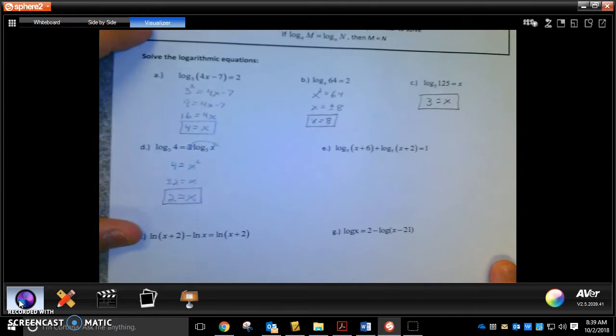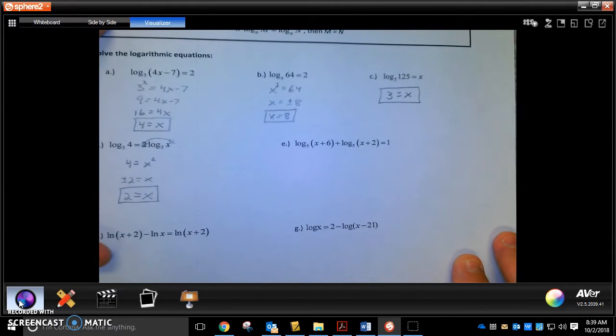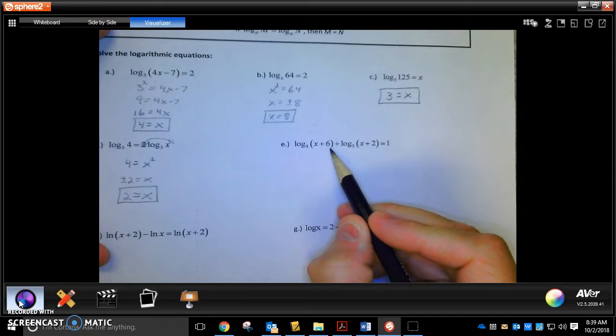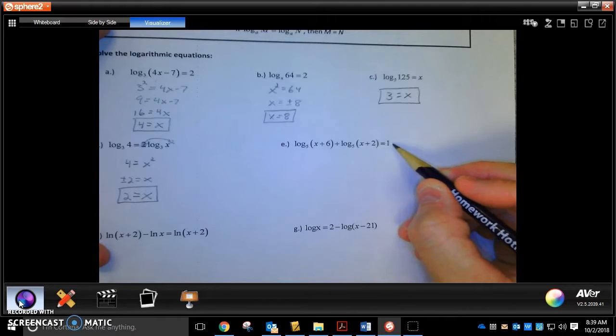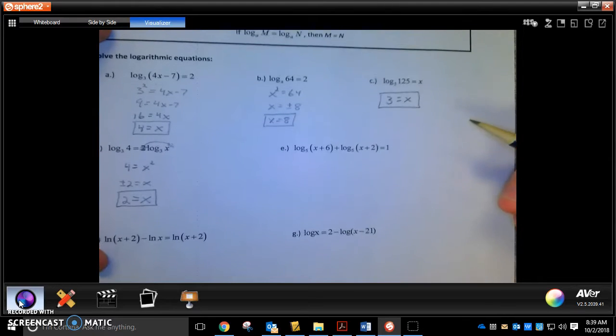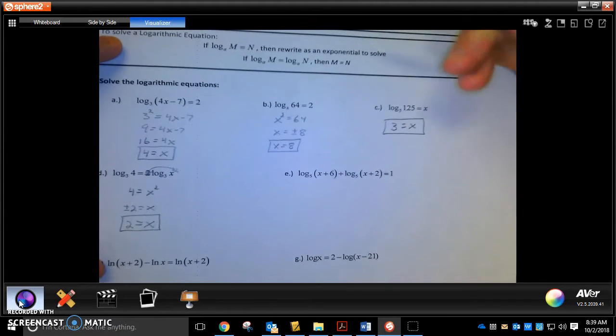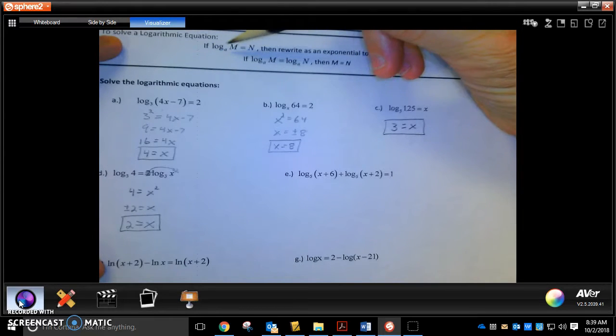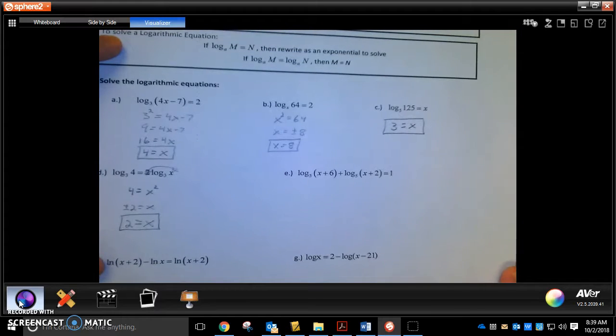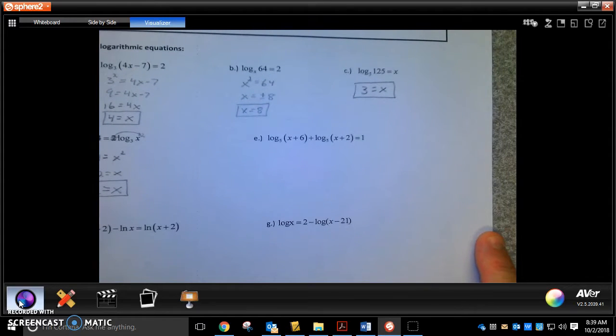All right, example E. So take a look at this one. This one looks a little different. I've got a log, I've got another log, but then I have a number over here. So this is actually like our first situation, where we've got a log equals a number. We do not have logs on both sides. The logs are not going to cancel out. So here's what we're going to have to do on this one.